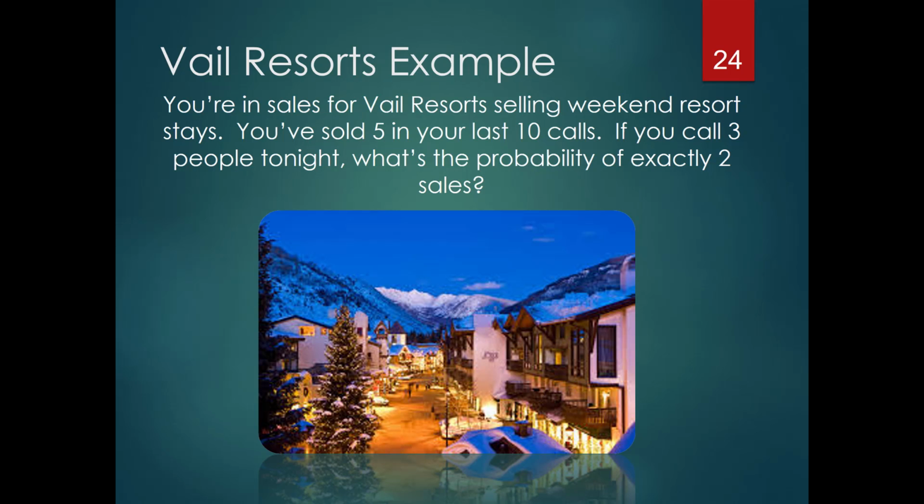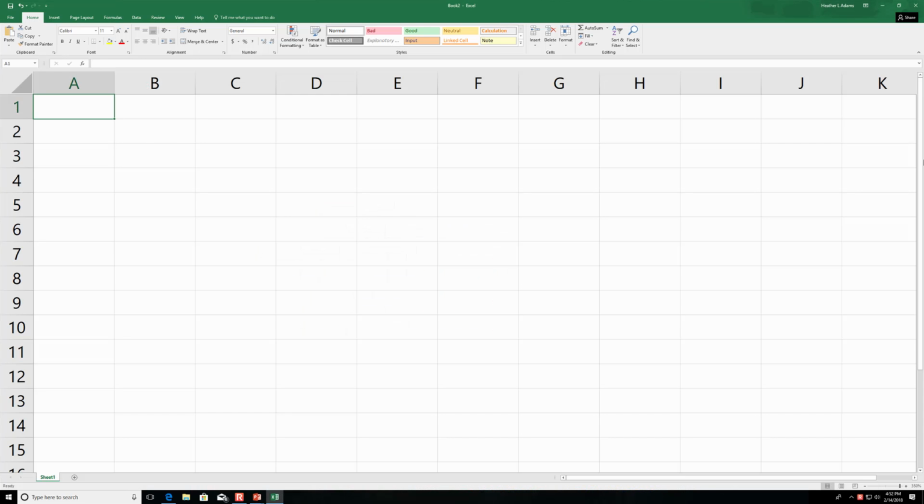Last problem it had 4% allergic to nuts. This is a case where you just have to do the 5 out of 10. So 50% is my probability of success. Number of trials is going to be 3 because I'm calling 3 people tonight. My number of successes that I'm interested in is exactly 2. So here's a case where I'm going to say false when it comes to cumulative in the binomial function.